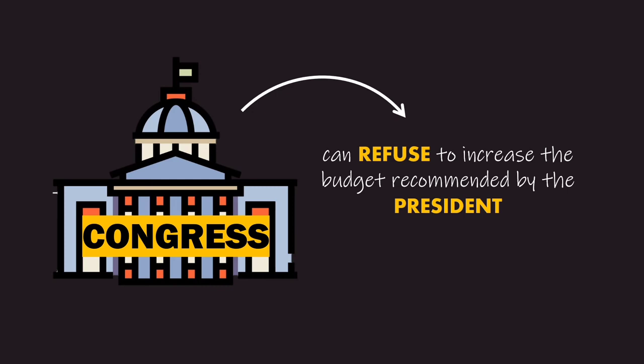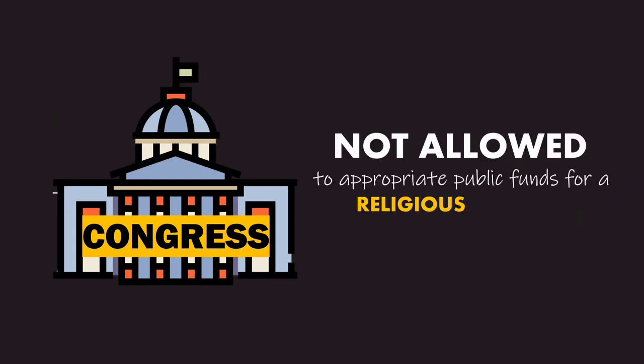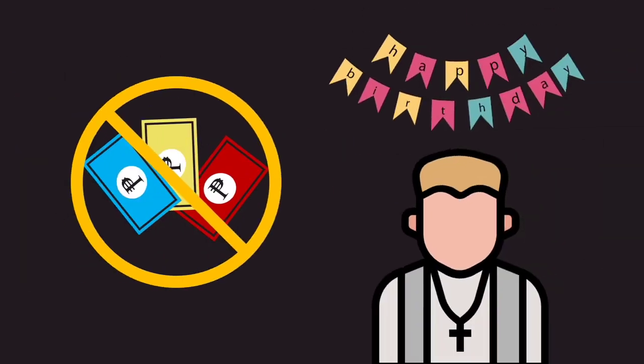The Congress is also not allowed to appropriate public funds for a religious purpose. For example, public funds must not be used to pay for the expenses arising from a birthday celebration of a Protestant pastor who may have close ties to politicians.